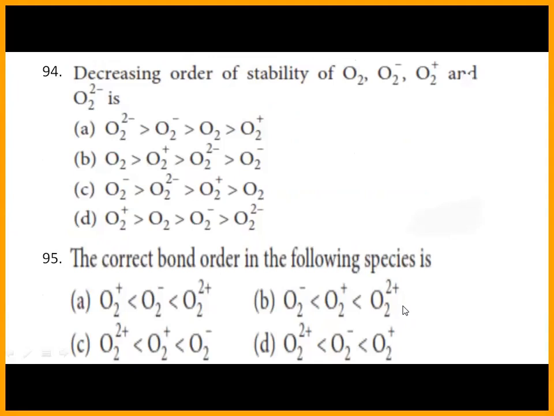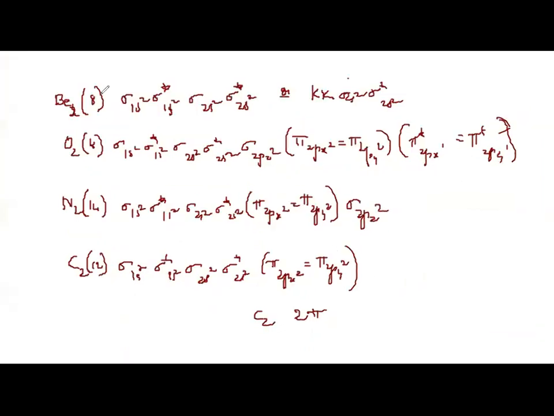Next question. Decreasing order of stability of O2, O2 minus, O2 plus, O2 minus 2. We have seen just now. I will not sit writing the configurations of all the molecules. We can just discuss O2. What is the bond order? Then O2 minus, then O2 plus, and then O2 minus 2.